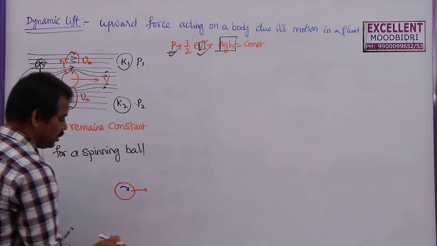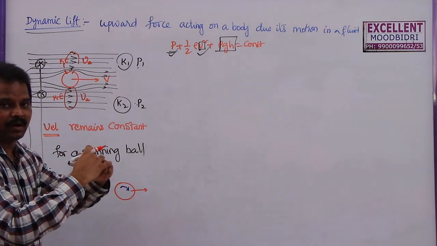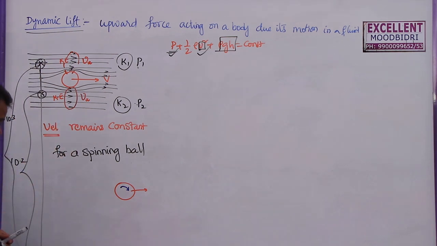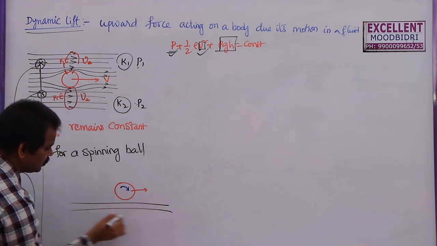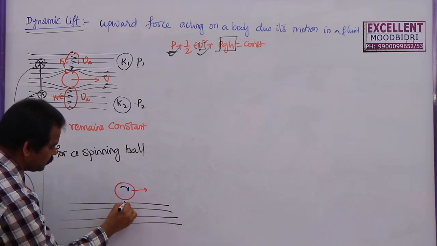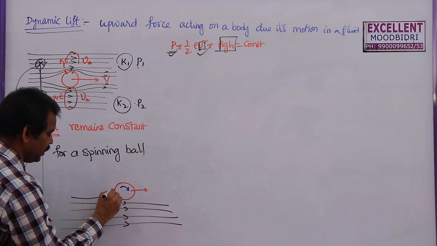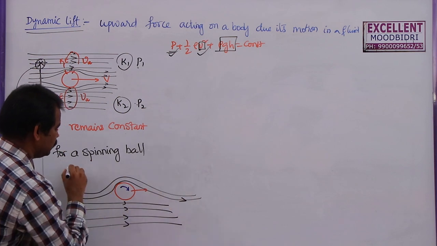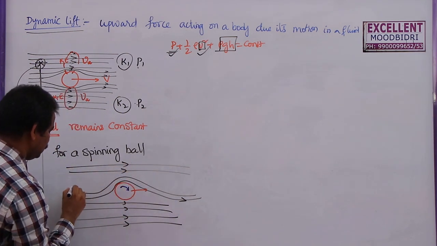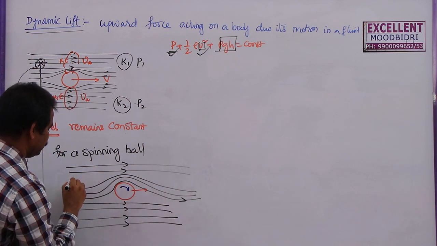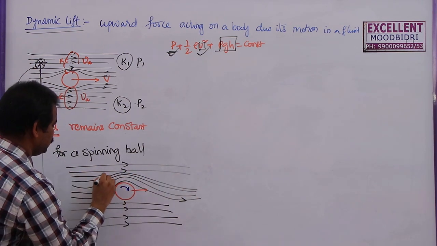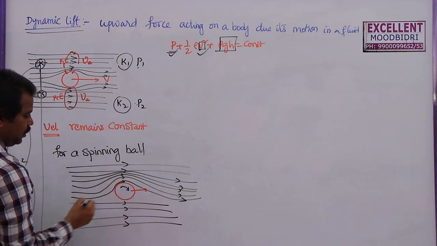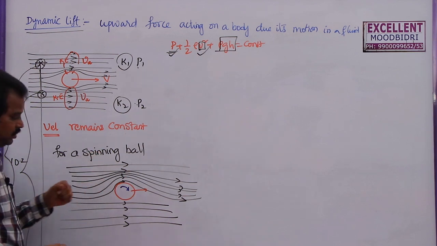When it is spinning, generally the surface of the ball will be rough. So this rough surface will drag the air with it. So the pattern of the streamlines below the ball remains as it is like this. But this streamline will be dragged by the ball, so it will flow like this. So this is the pattern of the streamlines above the ball and below the ball. You can see this one.